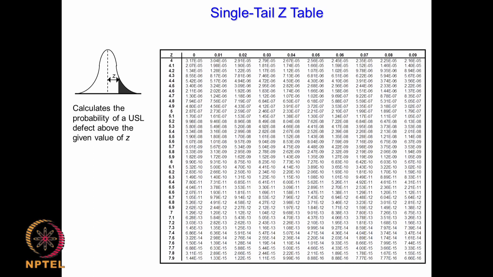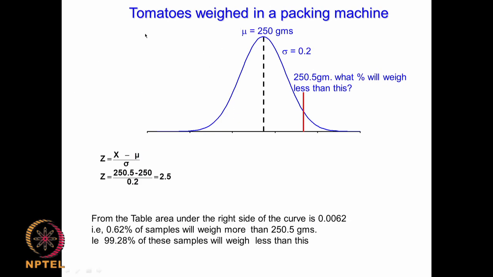Now let's look at a problem. Tomatoes are weighed in a packing machine, the mean is given as 250 grams and sigma is given as 0.2. So this is like a population, that's why I put mu and sigma. It's collected over a very long period of time, so it gives you this and this. Now, I have a tomato which is 250.5 grams. What percentage will weigh less than this?